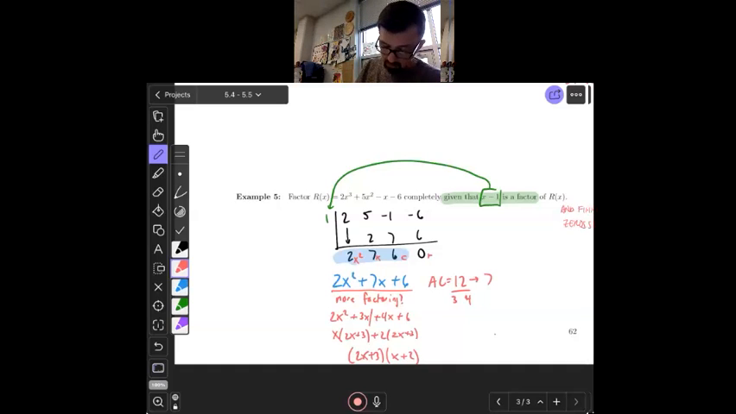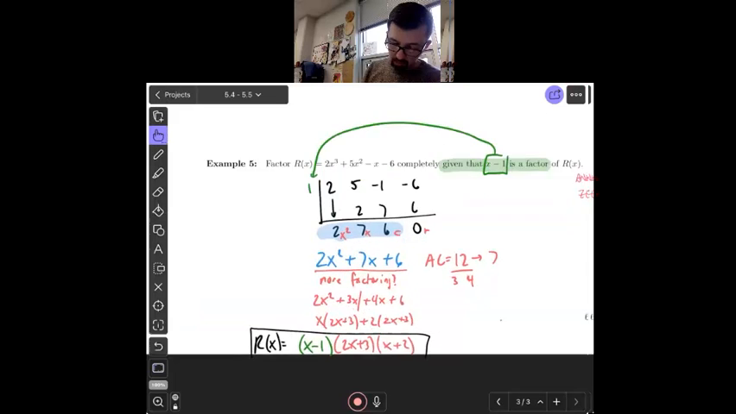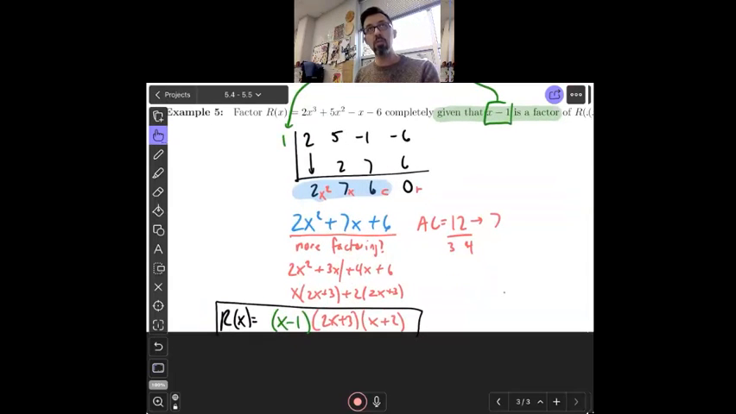It says factor this completely, right? We're done factoring that. So the only thing we'd have left to do here would be to slam that x minus 1 back onto the front or the end. It doesn't really matter. And then r of x would equal that. There is the factored form of that original polynomial.